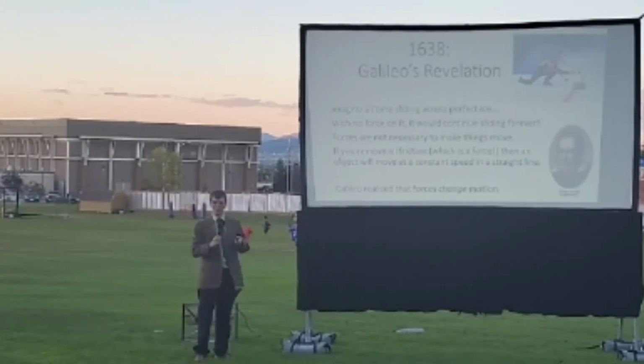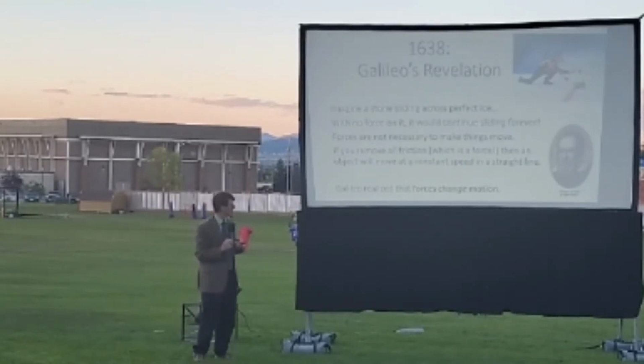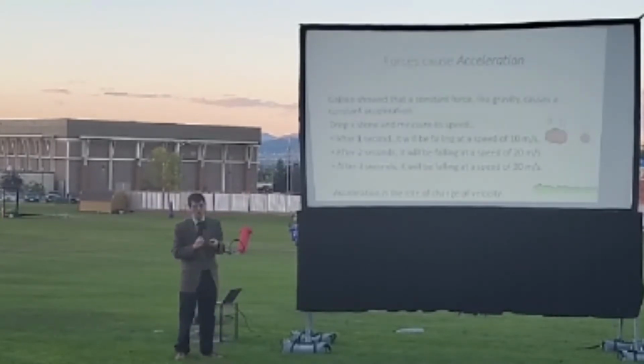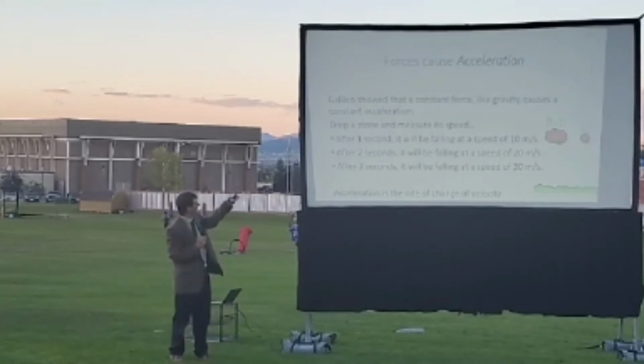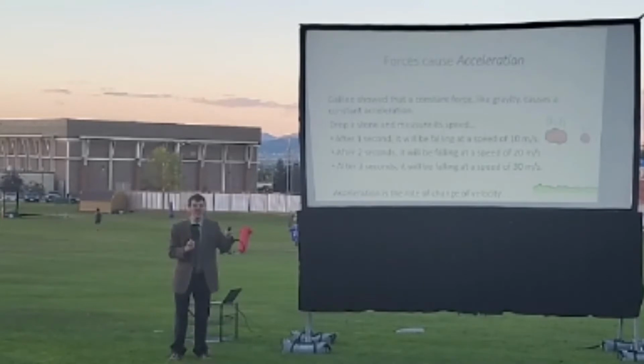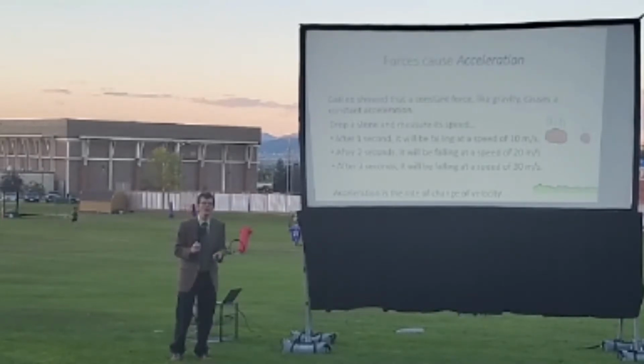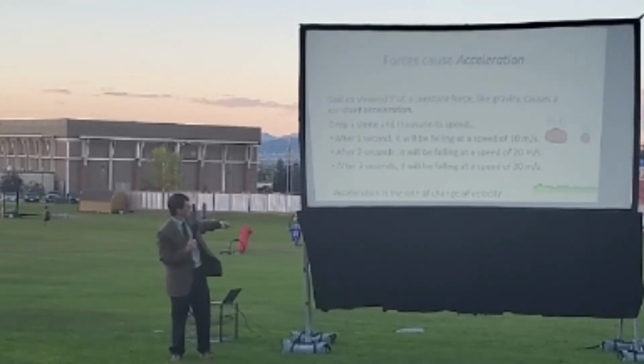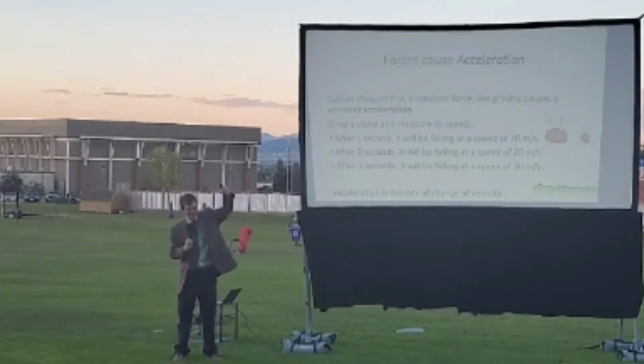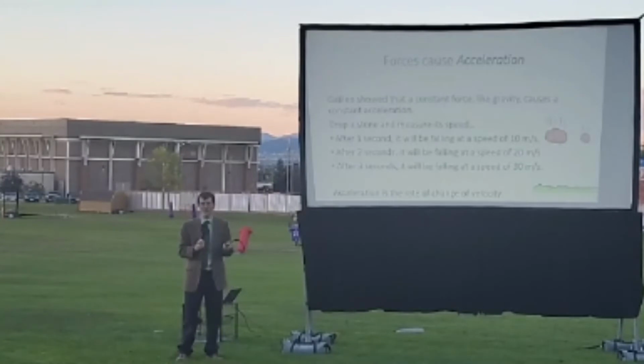Once something is moving, it will keep moving. Forces change motion. They cause things to change motion. So if I drop a stone, the acceleration is what is caused by the force. The constant force of gravity causes it to get faster and faster at a constant rate. So after 1 second, the stone is falling at 10 meters per second, and then it gets faster as things go. And this allows us to finally understand the motion of objects.